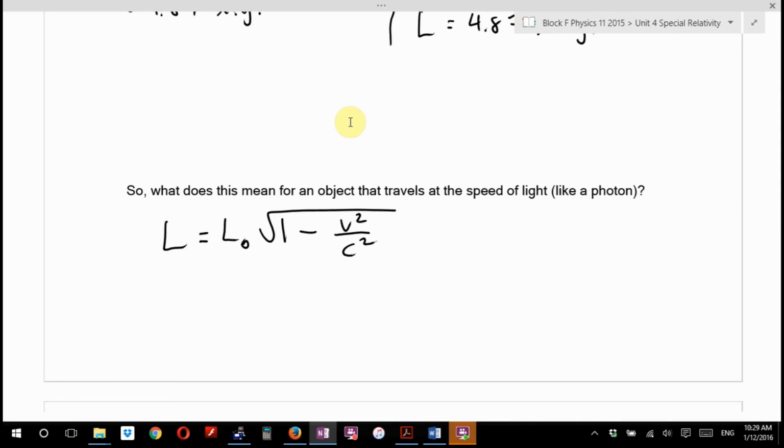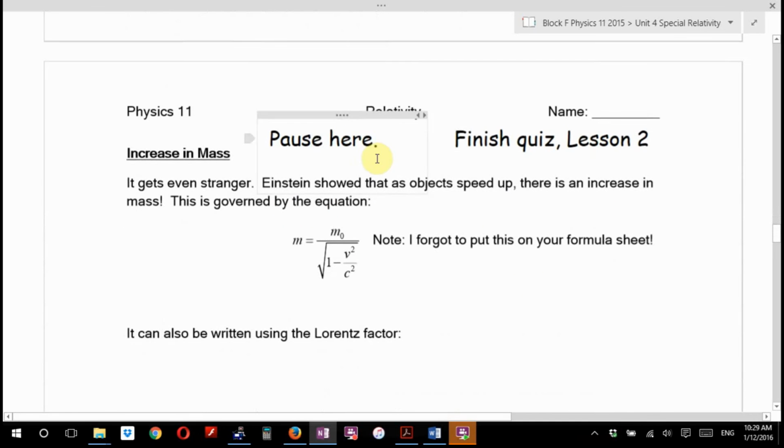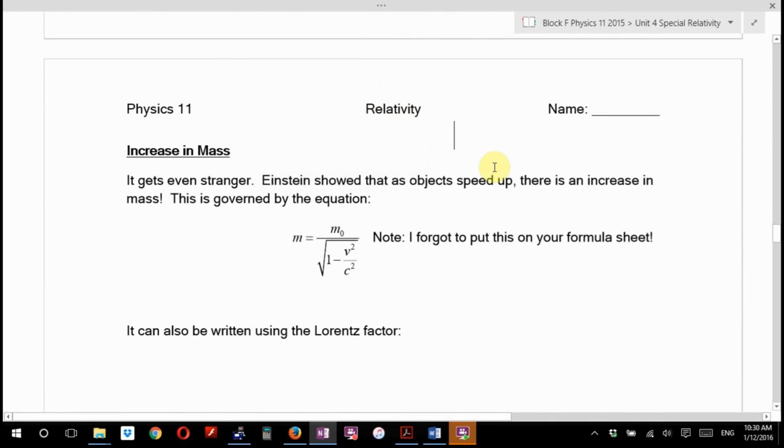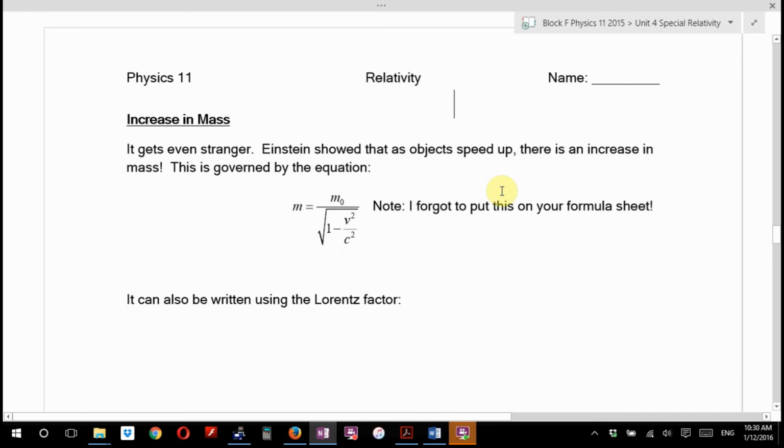Ooh. Oh, it gets weirder. So we said pause here. Finish quiz, lesson 2. And you need to get your formula sheet out because I screwed up. I totally forgot to put this one on your formula sheet. So we'll add it in just a second. But it gets even stranger.